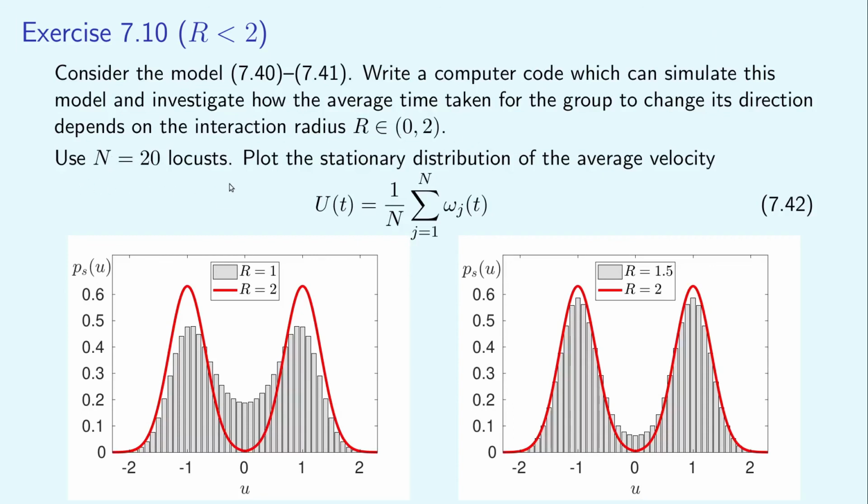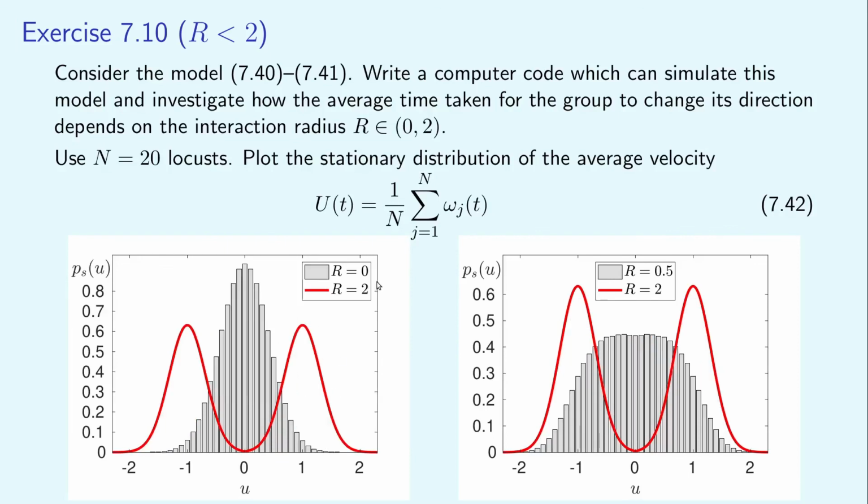Using n is equal 20 locusts, you are asked to plot the stationary distribution of the average velocity given by equation 742 for different values of parameter r. You can compare such results with figure 7.4c, which was computed for r is equal to, and it's plotted here as the red line. You can test the correctness of your computer code by using the analytical result for r is equal to. This is one advantage of having an analytical result, even if it is not for the most biologically relevant case. Decreasing r, you can observe that the two favorable states become less well-defined, which can be further confirmed if you further decrease the value of the parameter r.